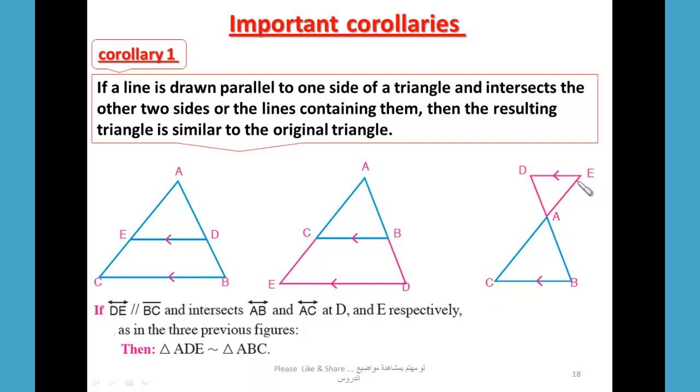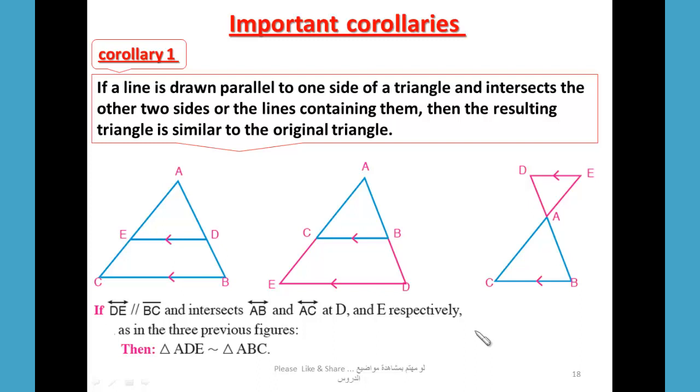So DE parallel to BC, then the two triangles are similar. And we must write it in the same order. So triangle ABC is similar to triangle ADE. The same order, because measure of angle B equals the measure of angle D, alternate, and the angle C equals measure of angle E, two alternate angles.